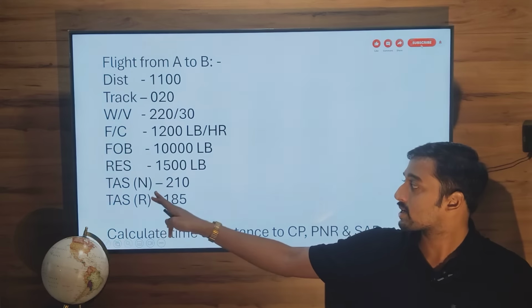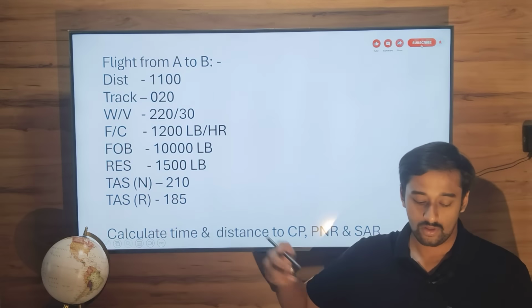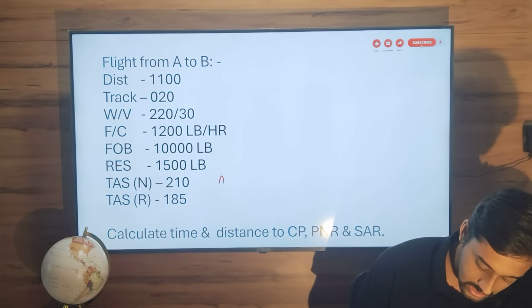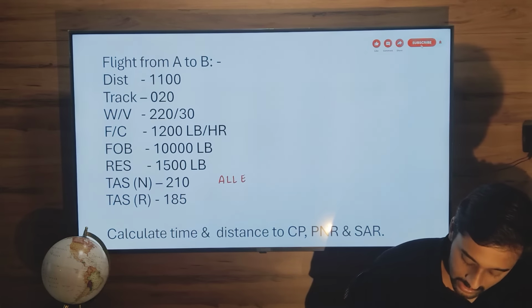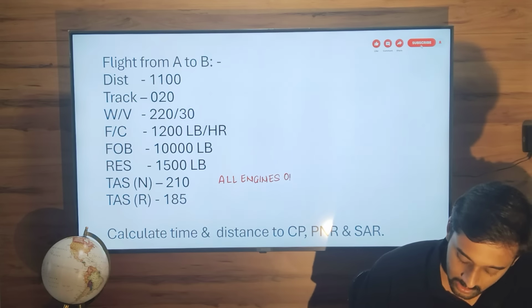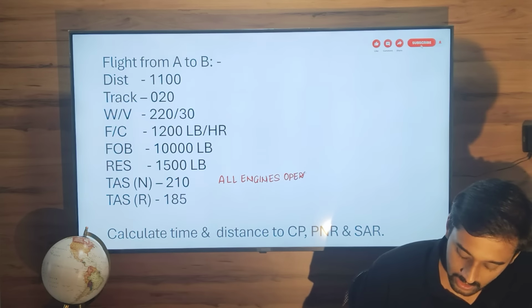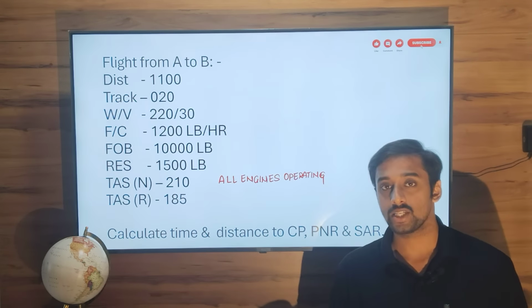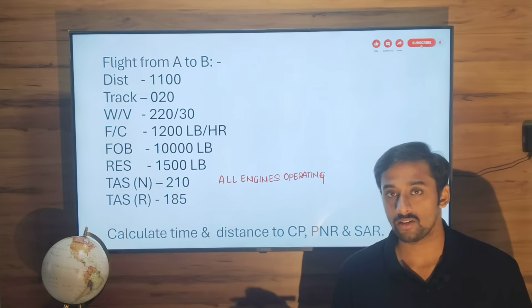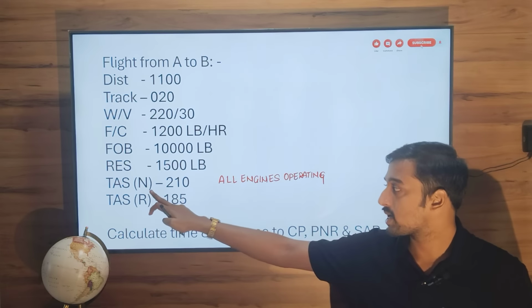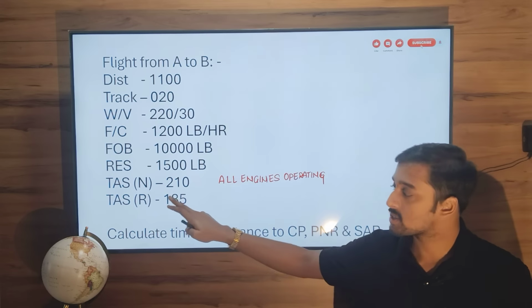And now you have got true airspeed N. True airspeed N means all engines operating. N stands for normal. So that means, let's say your aircraft has two engines, and if both engines are working properly, there is no engine failure, we call it normal. So true airspeed under normal conditions is 210 knots.